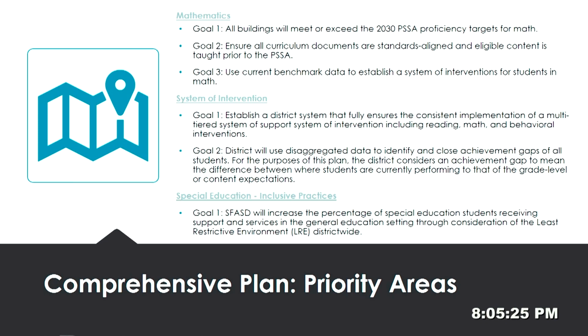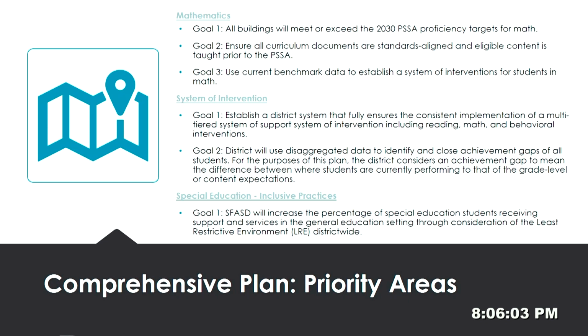We're in year 1 of that comprehensive plan, really doing some data analysis, working with their building principals as they're working on their building plans. The second goal is systems of intervention, so really establishing a district system, fully ensuring that all students get the implementation of supports that they need. We're talking about multi-tiered systems of support, and making sure that we're also looking at disaggregated data to identify and close achievement gaps for students in different pockets. And we're not just talking about students that have been lower achieving, we're also making sure that our highest achieving students are continuing to grow, which is really important as well.